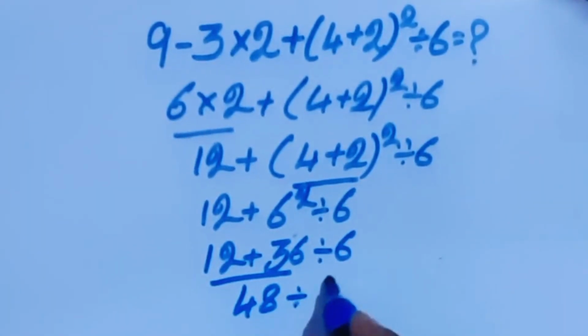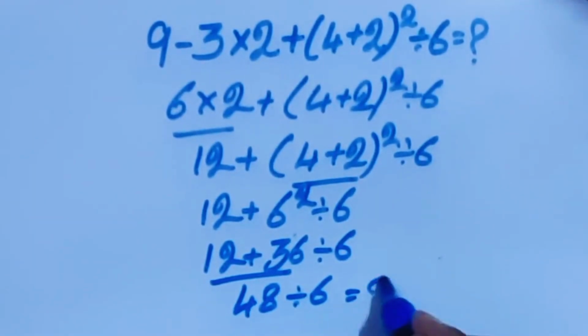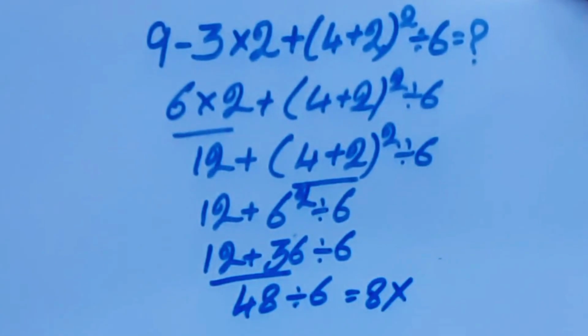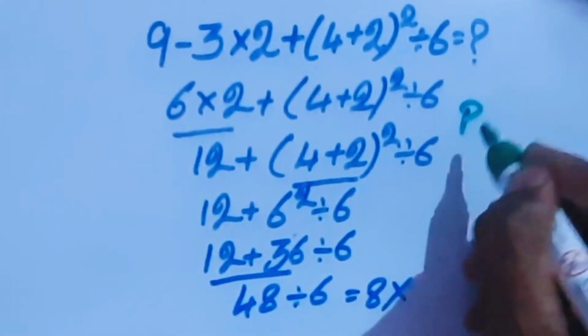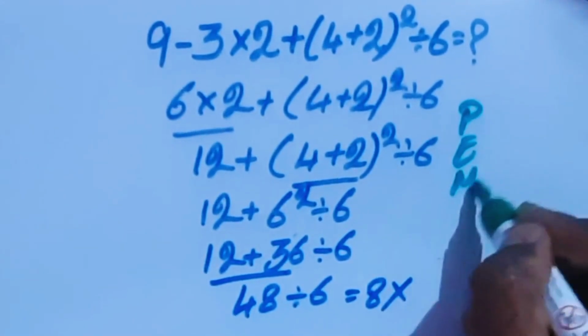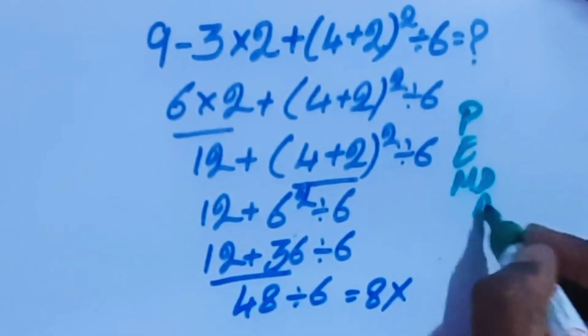48 divided by 6. Here 48 divided by 6 is 8, which is the wrong answer. As per this order of operation, this 8 is the wrong answer. Here we are going to introduce this PEMDAS rule from order of operation.